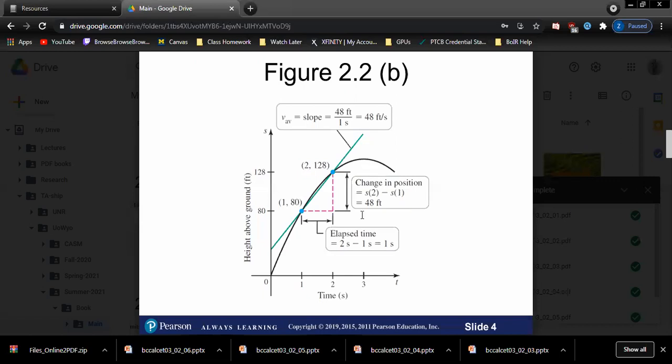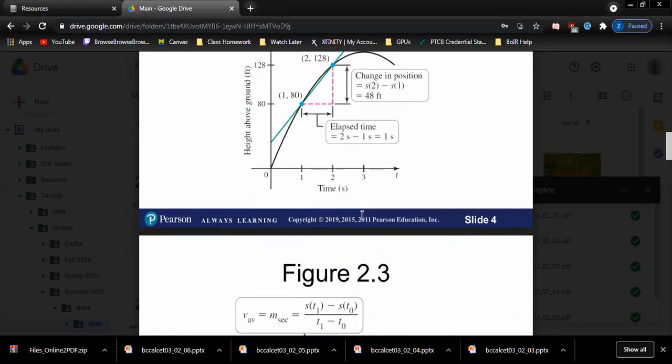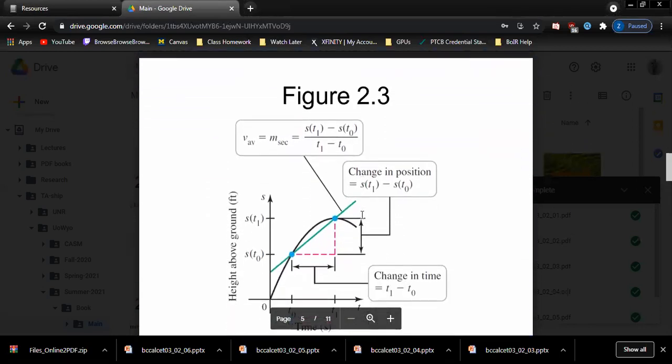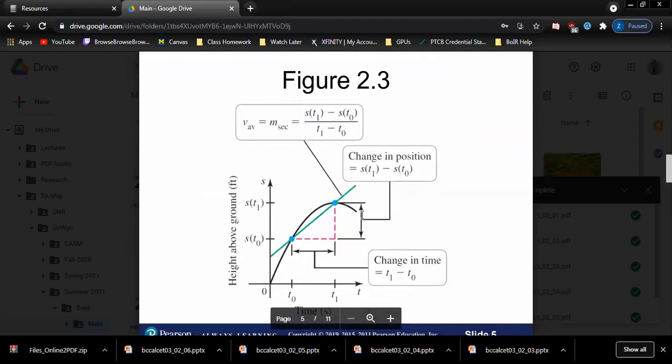All right, so we are back to our discussion, and we want to go to the next topic, which is the secant line.